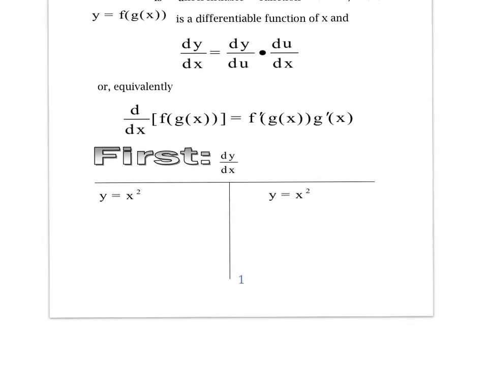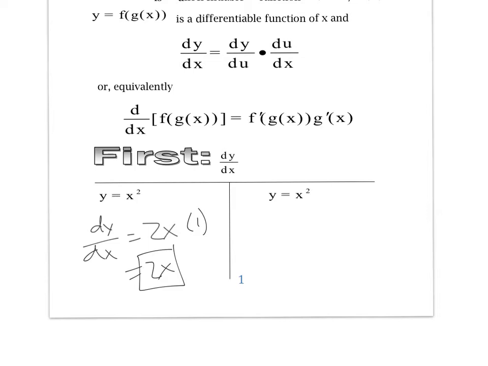So the first is, if you were taking the derivative of this, you would just say, okay, dy over dx equals 2x, and then you could think about the derivative of the inside, and the derivative of x is technically just 1. And so this just equals 2x.